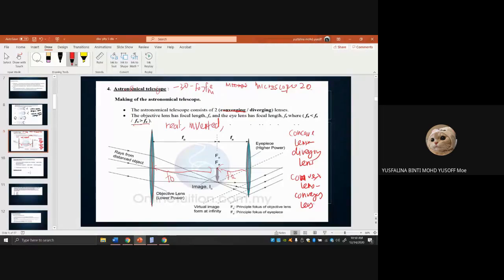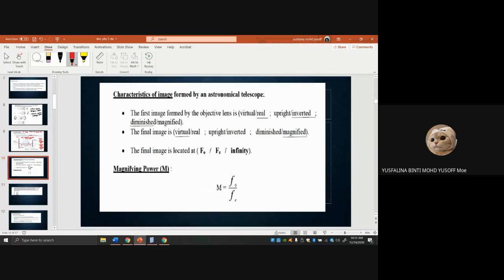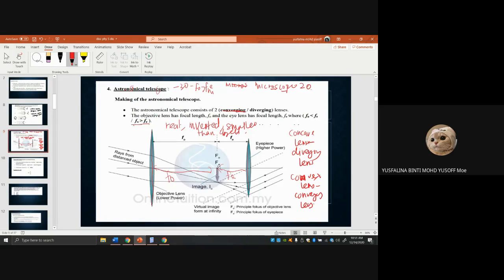And smaller than the object. So let's see whether it's correct. Real, inverted and diminished, meaning smaller than the object. So this is the characteristic of the first image. Then the first image will become the object for the eyepiece, and the eyepiece will produce the second image, or we call it the final image.